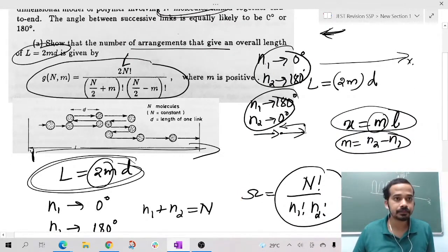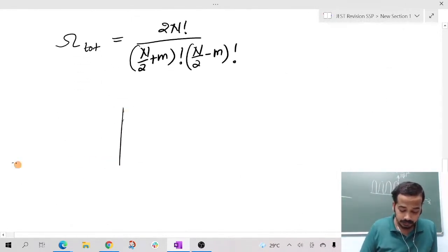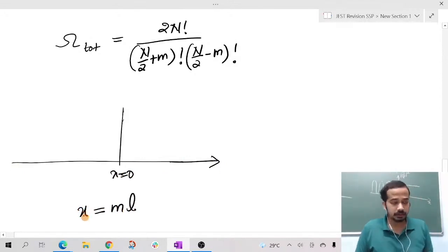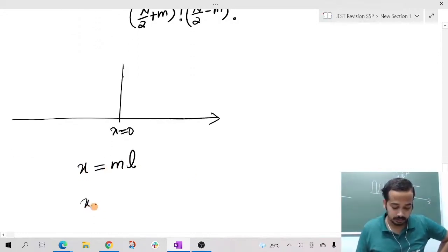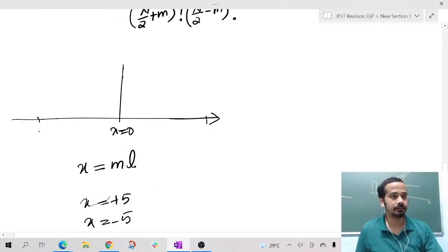Any question? Sir, why don't we apply the same thing to the random walk problem? No, in the random walk problem, we said that we started from x equal to 0. We are moving along the positive x-axis or negative x-axis. We said x equal to m into L. Am I right? Here, x is sensitive to sign, isn't it? Suppose x is equal to plus 5, it means you are somewhere here. x equal to minus 5 means you are somewhere here. Those are different. You have taken them as different.